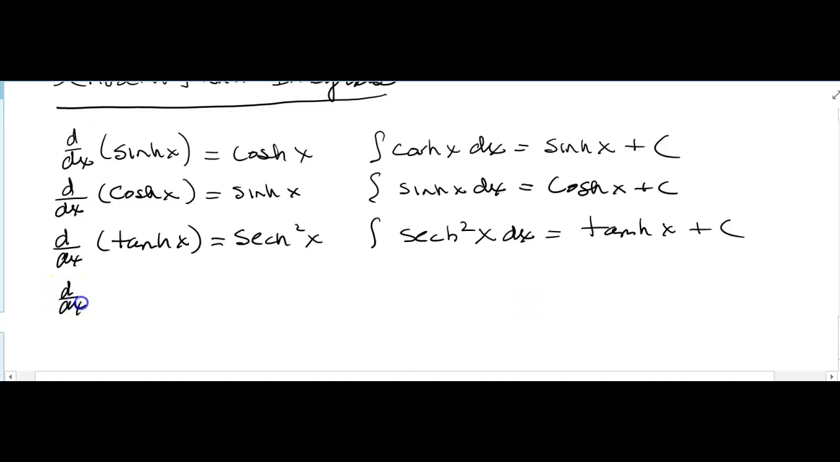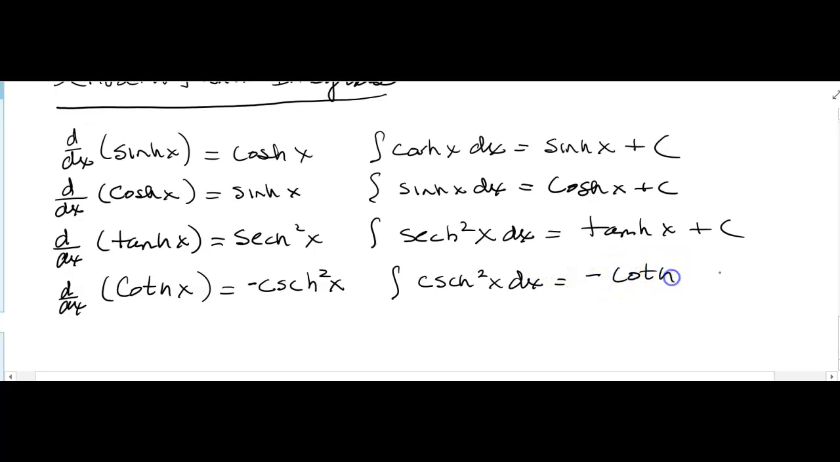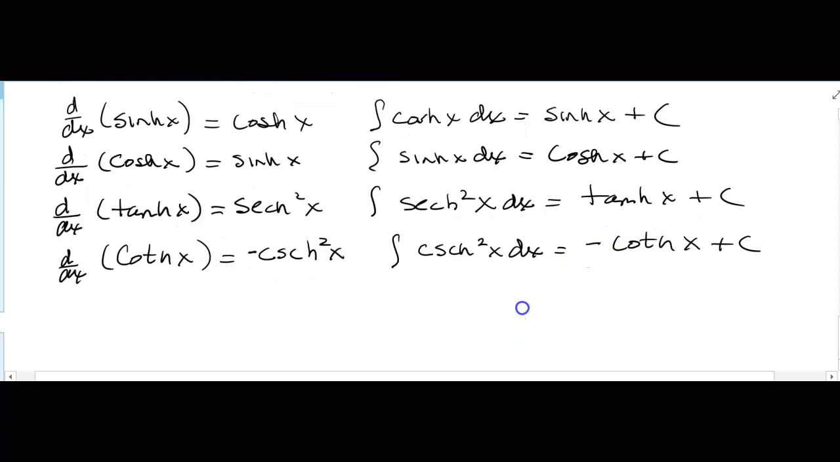d/dx of hyperbolic cotangent is, here is where we come into negatives. It's not till we get to the cotangent that the derivative of the hyperbolic cotangent comes out to negative the hyperbolic cosecant squared. So if you take the integral of positive hyperbolic cosecant squared x, it ends up being negative coth x plus c. All right, just two more.